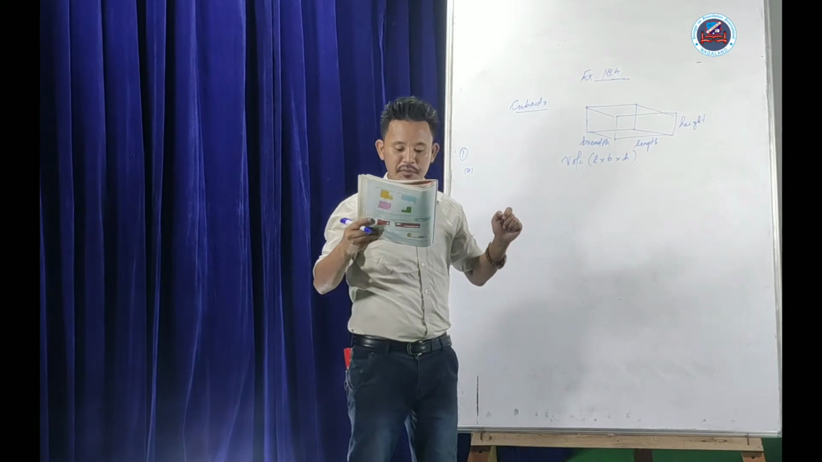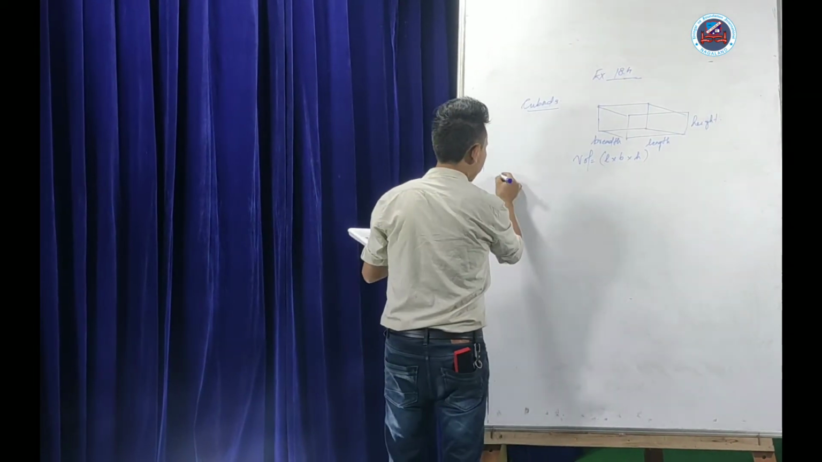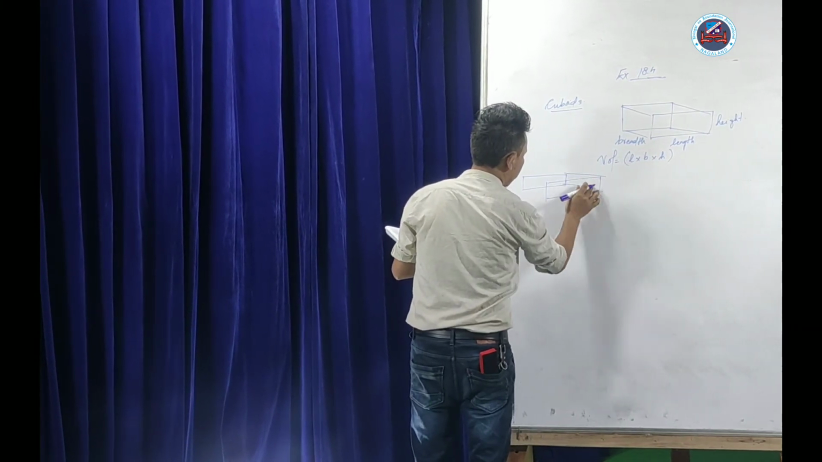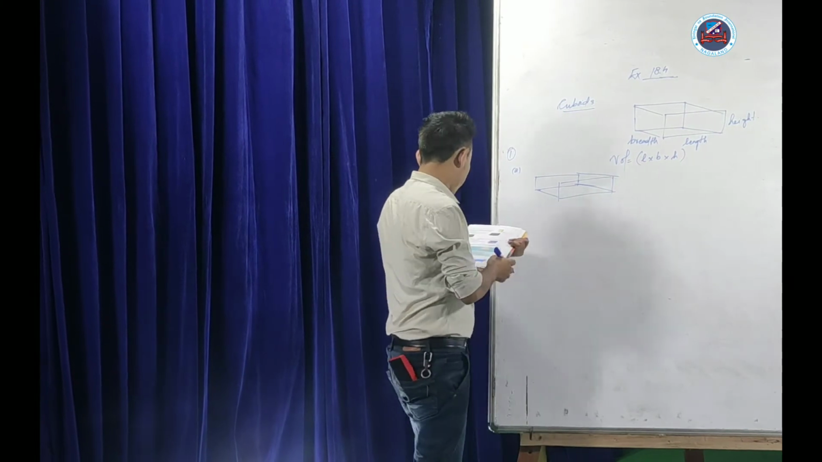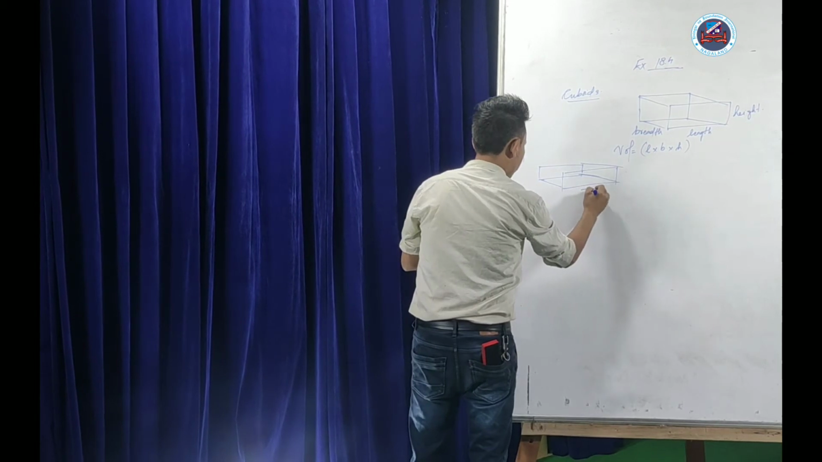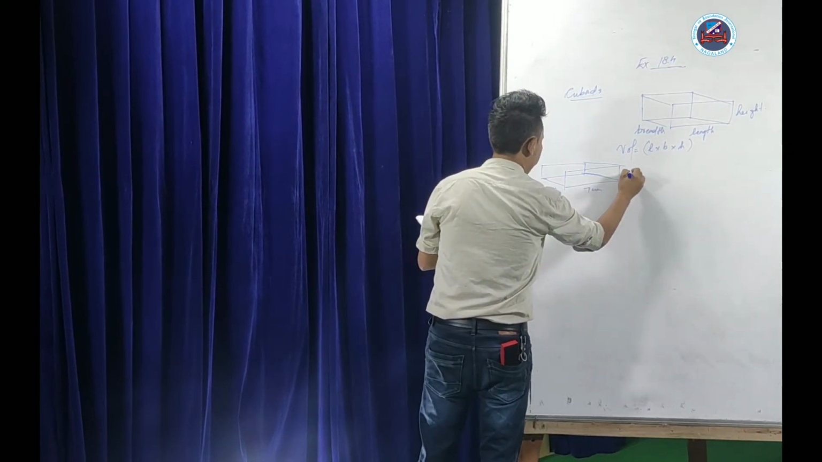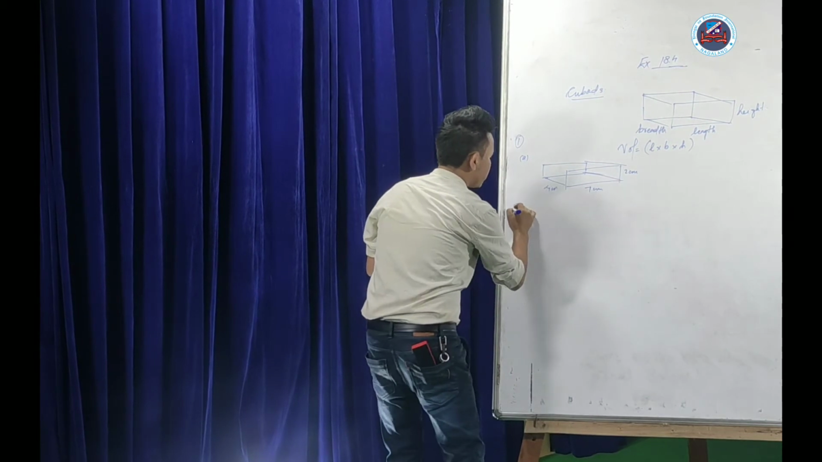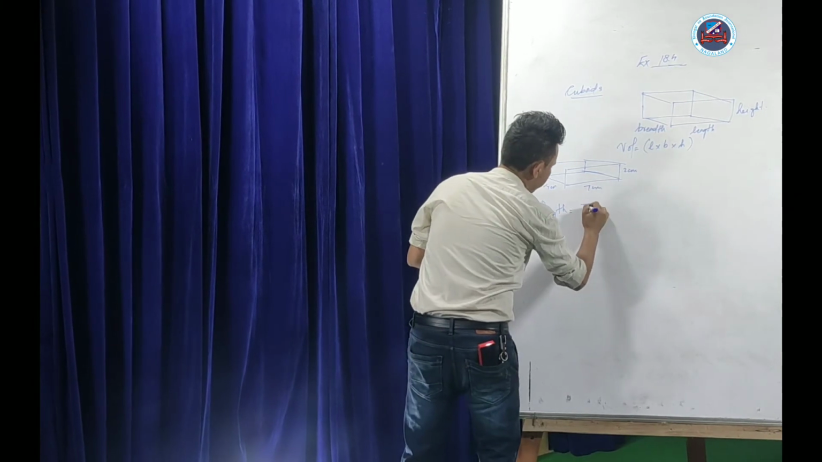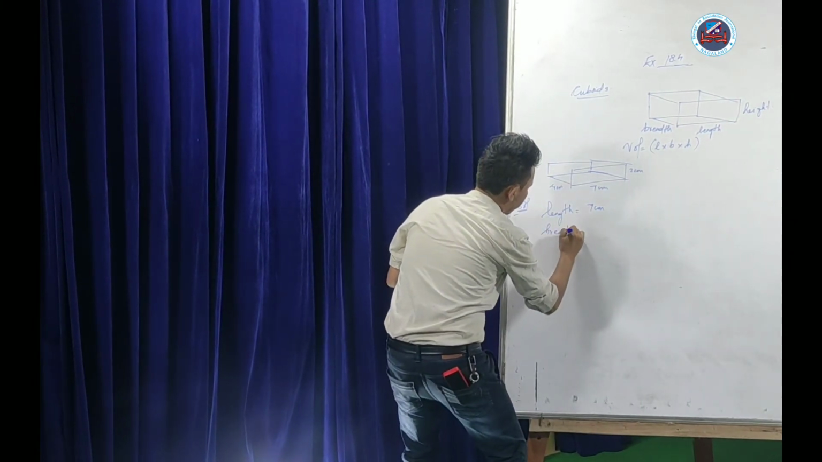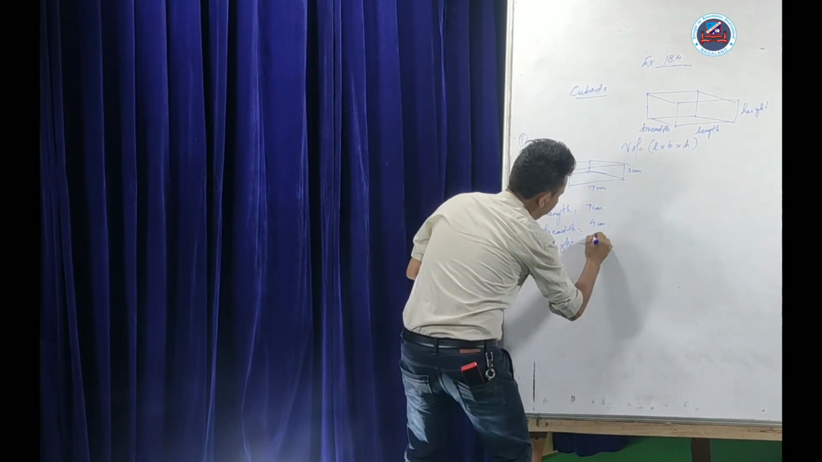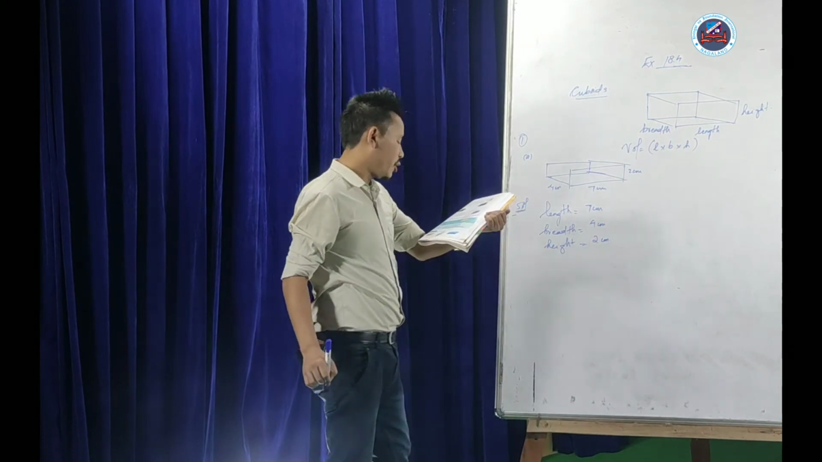Work out the volume of each of these cuboids. The cuboid they have given as 7 centimeter, 4 centimeter, and 2 centimeter. So we can see here, solution: length 7 centimeter, breadth 4 centimeter, height 2 centimeter. So the question is, work out the volume of these cuboids.